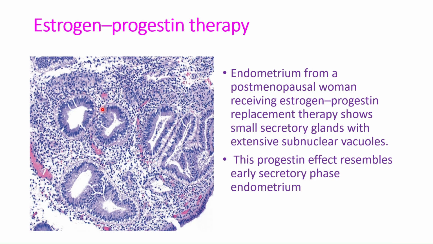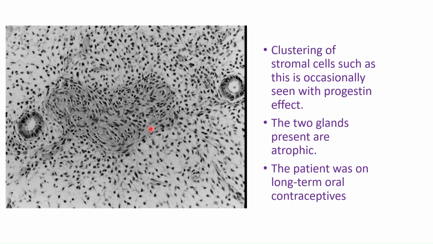Here in this section, we can see subnuclear vacuolization in most of the glands. This is a case of postmenopausal woman taking estrogen progesterone therapy, and here the appearance is like a secretory endometrium, secretory phase endometrium, and here we can appreciate spiral arterioles and edematous stroma.